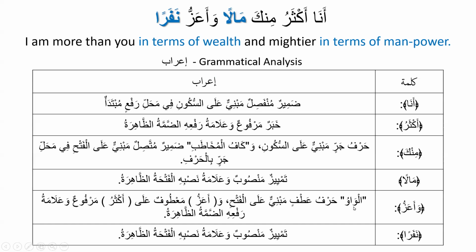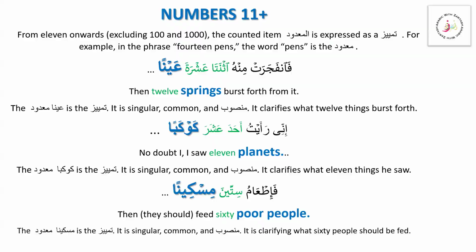Then we have azu. This is wow harf atf mabni al fath, and azu is matuf ilayhi to this aksaru, and it's marfu, علامة رفعه dhamma الظاهرة. Again, we have nafaran, tamyiz mansoob bil fath, or here the tamyiz mansoob alamati nasbi al fatha azahira ala akhirih. So this is how to write the i'rab. We have tamyiz in our sentences.